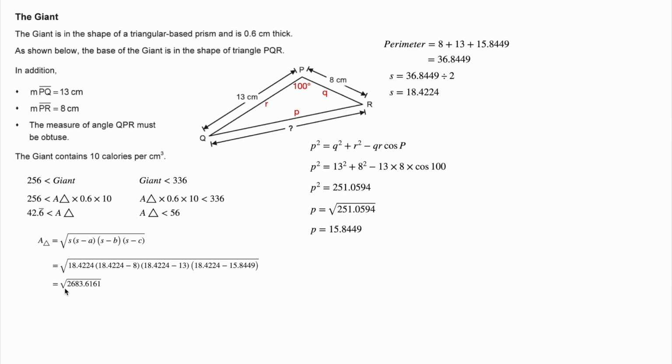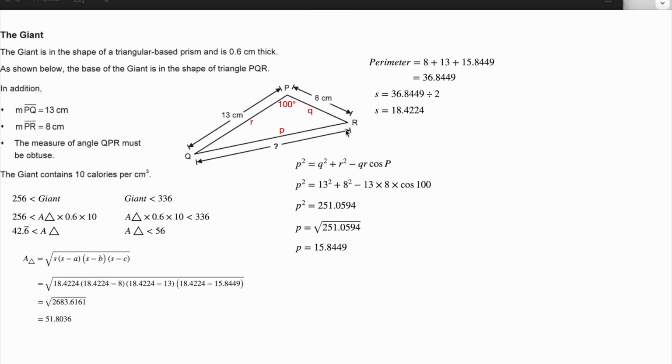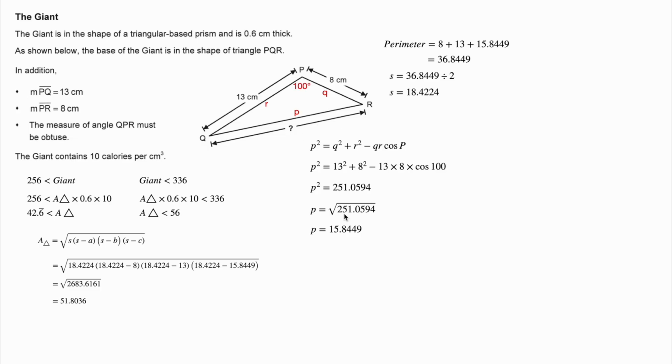That gives me the square root of 2,683.6161, which is 51.8036, which is between the 42.6 and the 56. The area of the triangle is 51.8036. We have found Q to R, which is 15.8449. There are a lot of different values that P can be that will satisfy this restriction. The length Q to R that I found was 15.8449 centimeters.